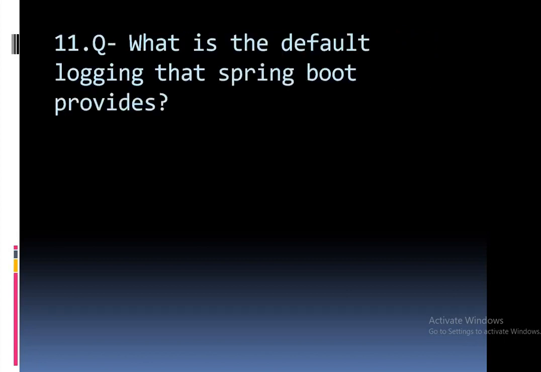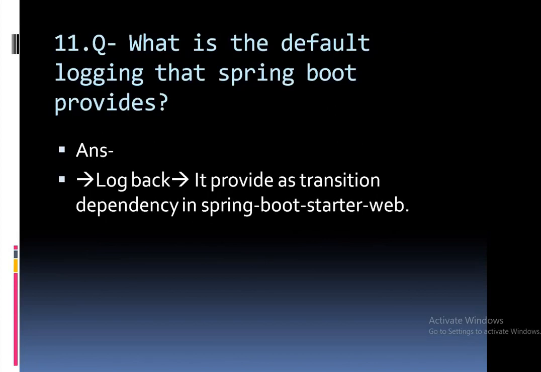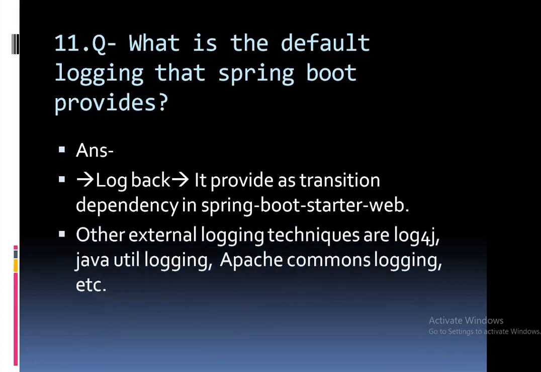Question number 11. What is the default logging that Spring Boot provides? Logback, it comes as a transitive dependency in Spring Boot starter web. Logback is provided by default by Spring Boot. Other external logging options are Log4j, Java Util Logging, and Apache Commons Logging. Any of them we can also use.